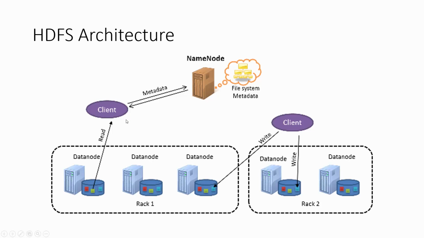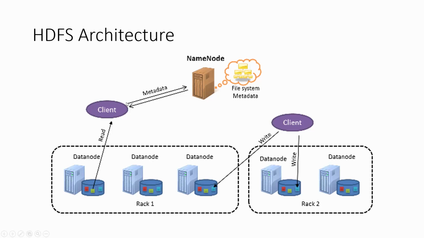Clients in HDFS interact in the following manner. The clients first contact the name node to gather the metadata about a file. So if a client wants to open file A, it basically contacts the name node, asks the name node for the whereabouts of file A, and gets a list of data nodes as well as chunk locations from the name node. The client can then read the individual blocks from the data nodes.